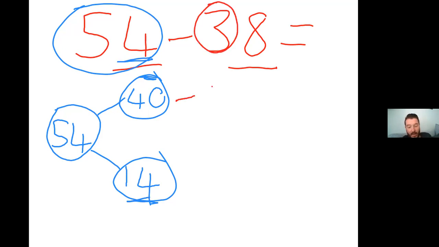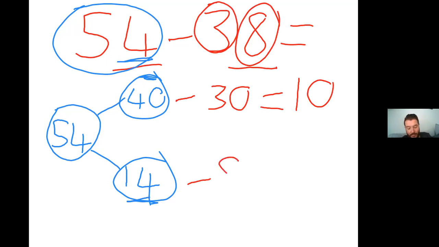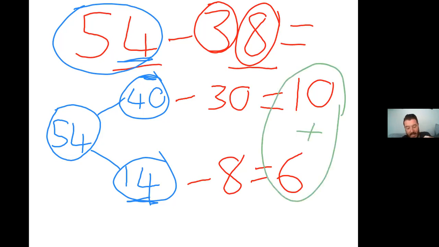So 40 take away 30 gives me 10, because 4 take away 3 is 1. So 40 take away 30 is 10. Then I've got my 14 here. I'm going to take away the 8 from that. Now 14 take away 8, you might find that quite hard. Use a number line to help you if you need to, or put it in your head, then count back 8. 14, 13, 12, 11, 10, 9, 8, 7, 6. Okay, then I just combine those two totals again, 10 and 6, which gives me 16. So 54 take away 38 is 16.